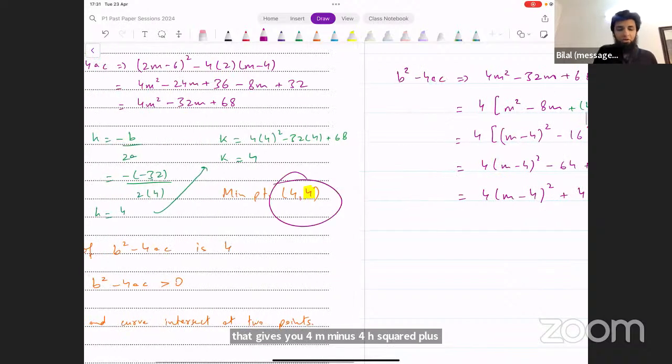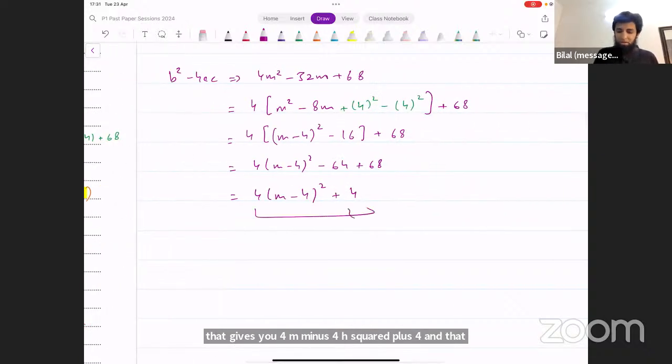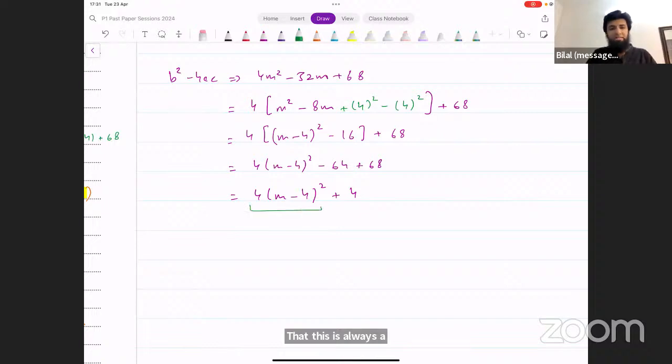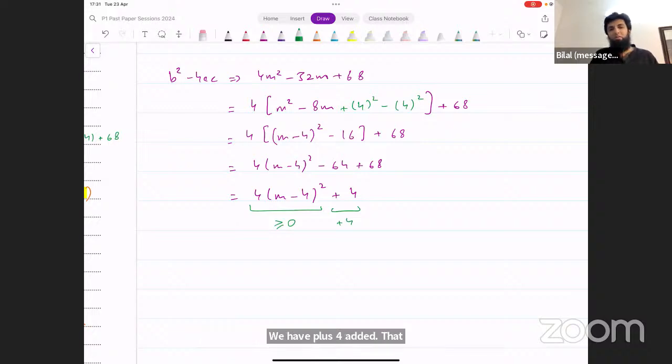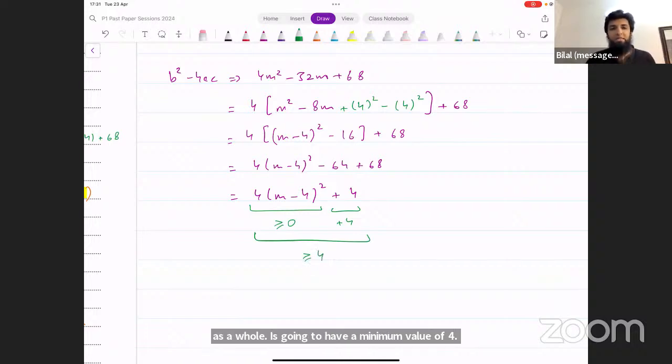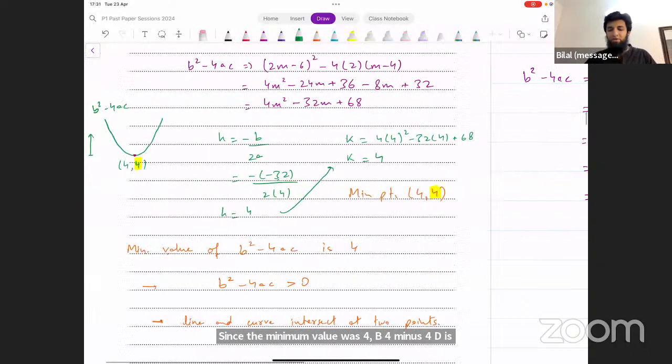And that also gives you the same turning point, that's 4 and 4. You can also understand from this expression that this is always a square. This is a square, so that's always going to be greater than or equal to 0. It can never be negative, right? 4 is a positive number. This whole thing can never be negative. And you have plus 4 added. That means b squared minus 4ac as a whole is going to have a minimum value of 4. Since the minimum value is 4, b squared minus 4ac is always positive, and that is what we had to prove there. You could do it any one of these two ways.